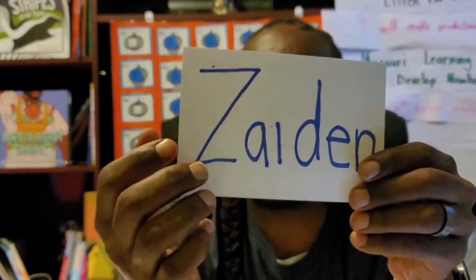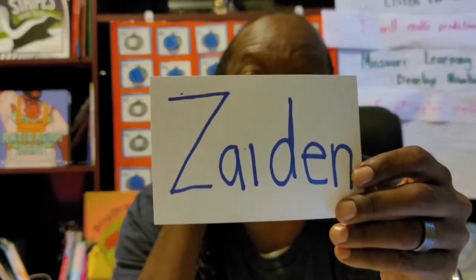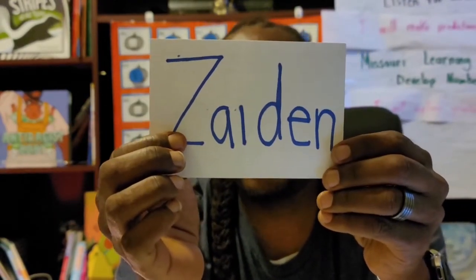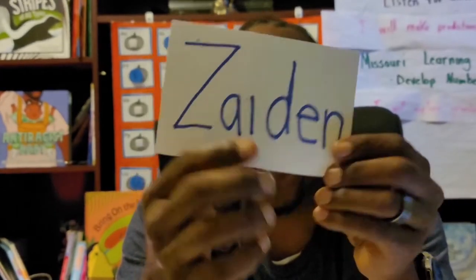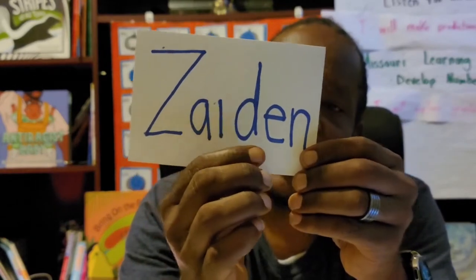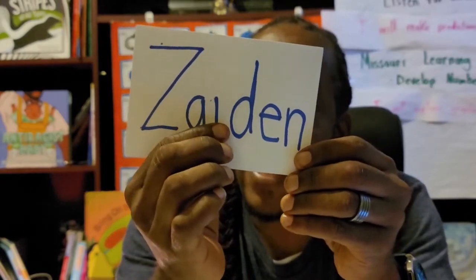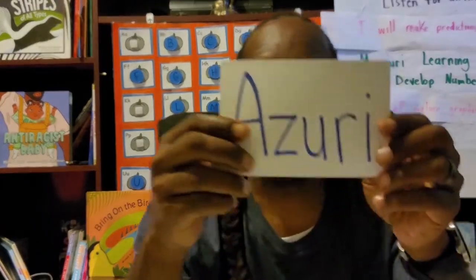Zayden, that's right, Zayden. What letter does Zayden's name start with? I didn't hear you. That's right, Z. Z for Zayden. Capital Z, A, I. Ooh, I have a naked eye. I need to put a dot on top of there. D, E, N. Z, A, I, D, E, N. I put my dot on my eye. There's Zayden. And I have one more.